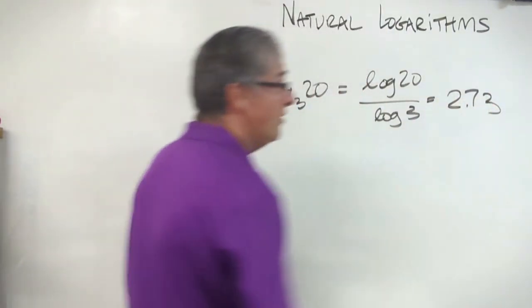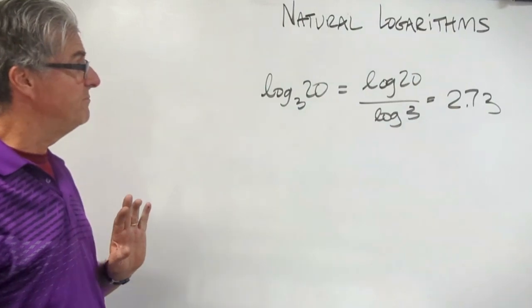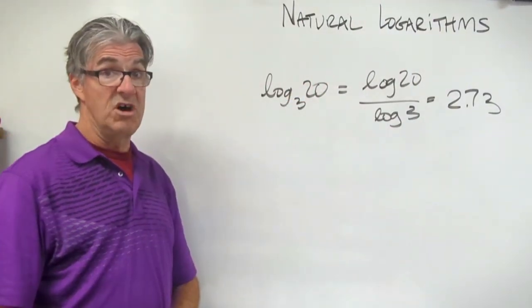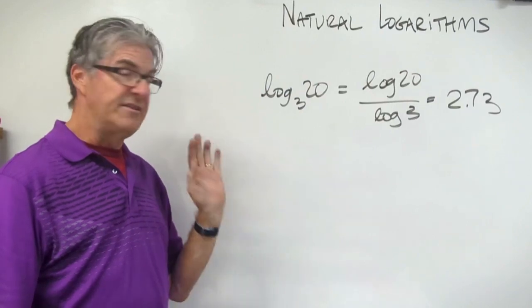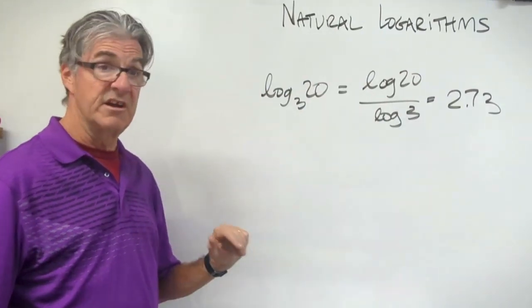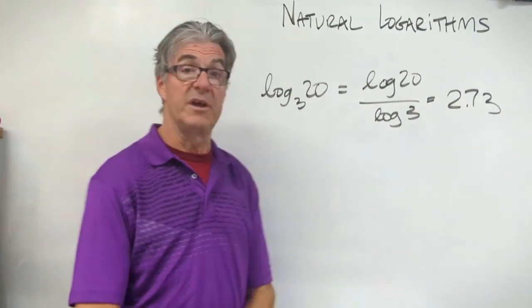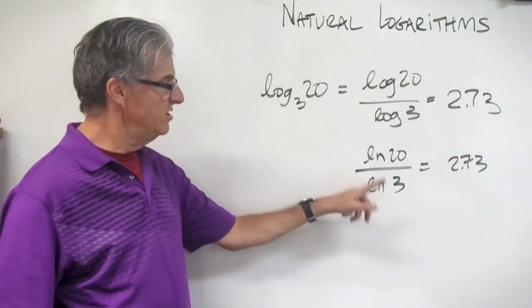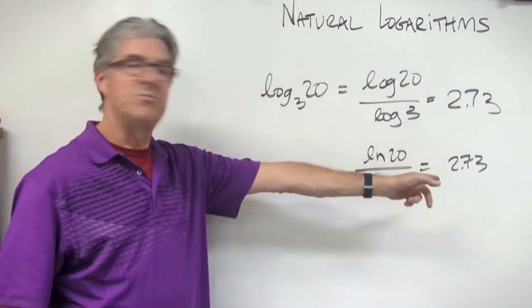Now without an additional prompt from me, I want you to do the same thing, but do it with the natural log. So you look up at your notes there, and then do a natural log, then apply your calculator, and make sure you can get to 2.73. So indeed, I did. I just did natural log of 20 over natural log of 3, and I get 2.73.